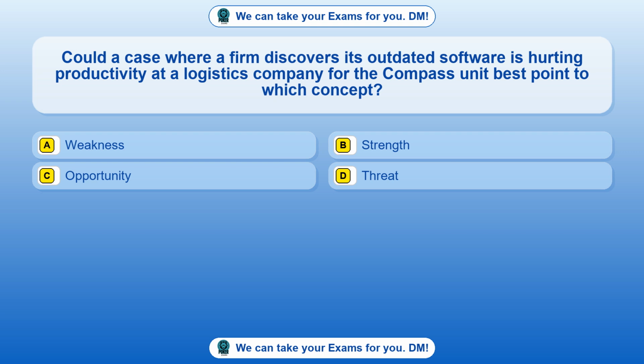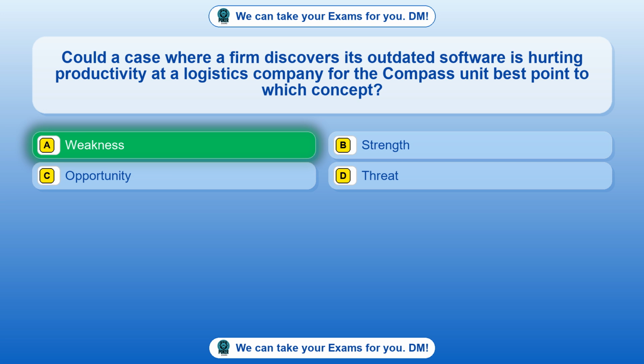Question 1. Could a case where a firm discovers its outdated software is hurting productivity at a logistics company for the compass unit best point to which concept? Option A, weakness. Option B, strength. Option C, opportunity. Option D, threat. The correct answer is option A, weakness.